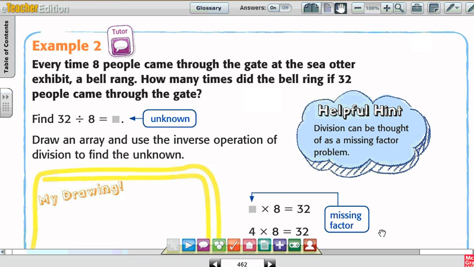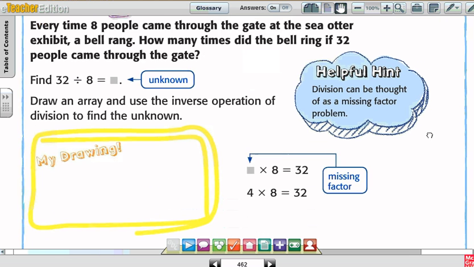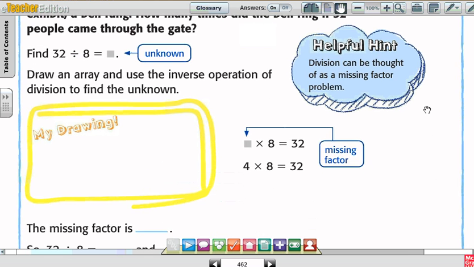Here's another example. It says every time 8 people come through the gate at the Sea Otter exhibit, a bell rang. How many times did the bell ring if 32 people came through the gate? So I need to find 32 divided by 8, which the video showed already, right? So I need to draw an array.